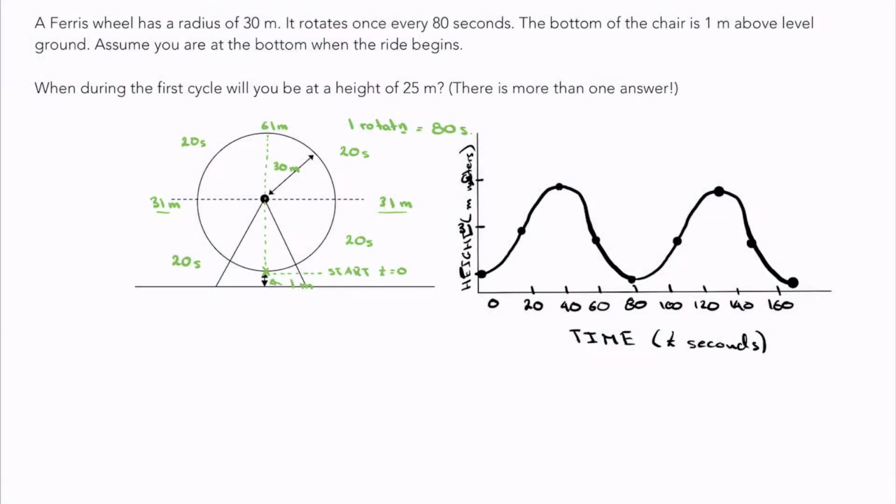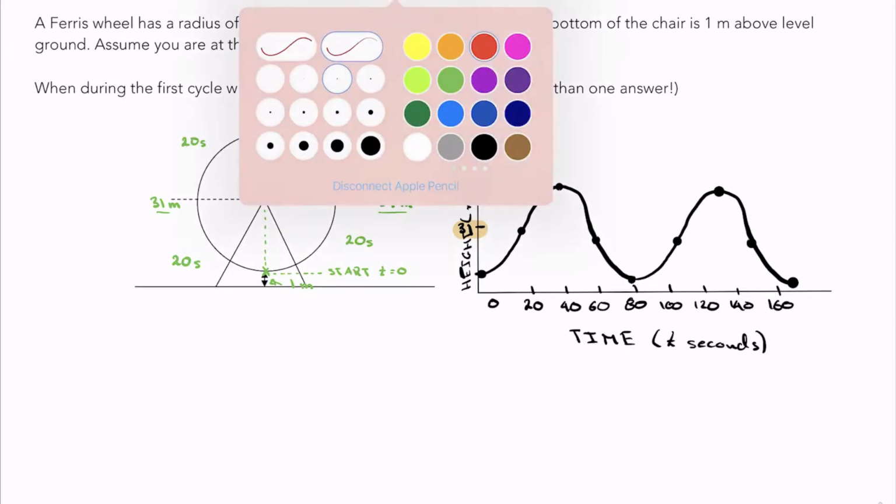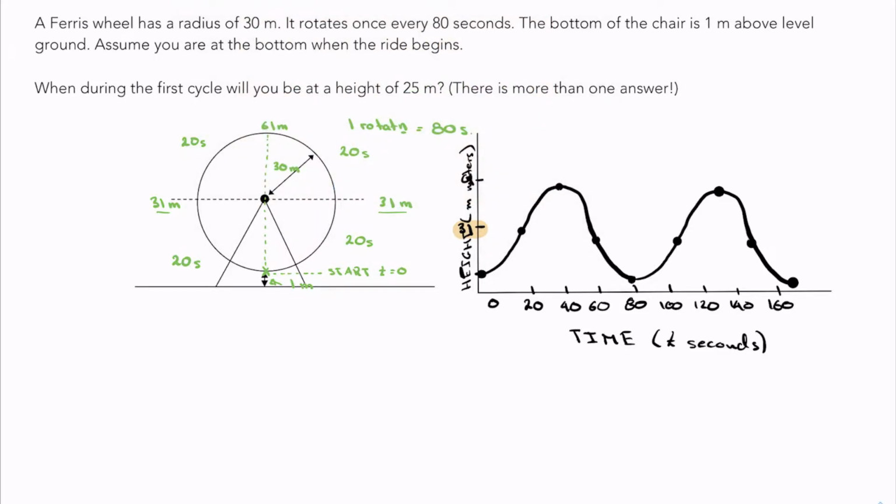Okay, final part to this question. We want to find when during the first cycle will you be at a height of 25 meters. So 25 meters. Remember, if the middle is 31, which is roughly here, 25 meters is going to be a little bit below that. So with a red line, somewhere over here.